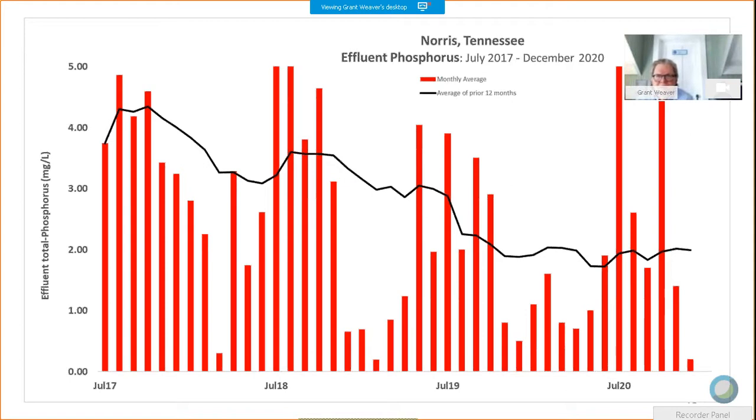Cut that in half or better, and cut the phosphorus in half or better, and we see a number of these bars that are below the one. So with time, which is again an advantage, you're going to learn hands-on what it is that makes for those good numbers, and let's make more of those and less of the spikes with experience. So there's the Norris story.